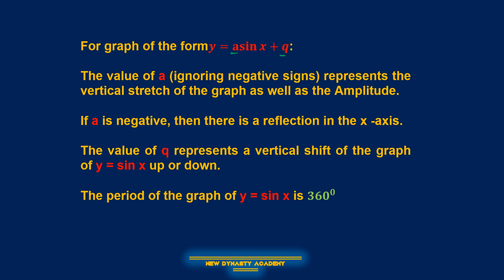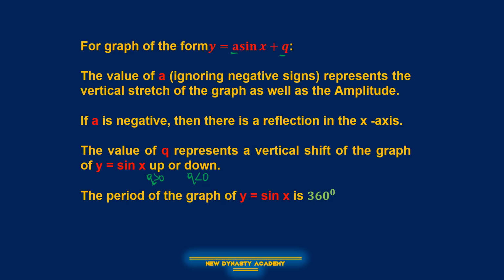Then Q, the value of Q, represents the vertical shift of the graph of y equals sine x. So when Q is positive, denoted by greater than 0, the graph will go upwards, and when Q is negative, that is less than 0, your graph will go downwards. And we talked about the period, that the period of the sine graph is 360 degrees.